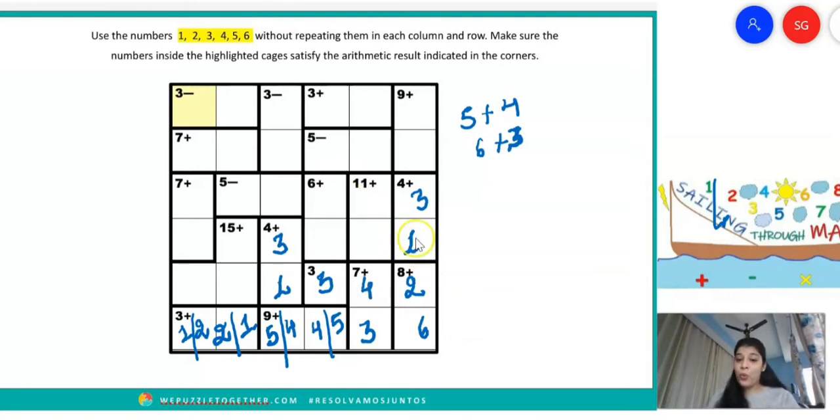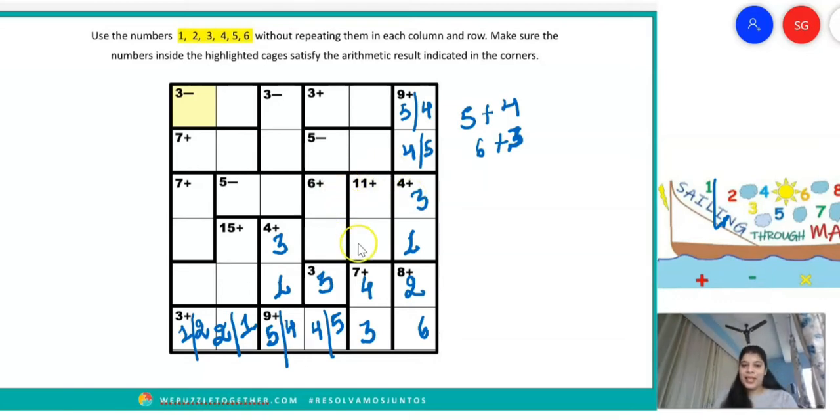Now see, 1, 3, 2, 6 are already used in this column. So the only two numbers which will be used here are going to be 5 and 4. So let me just write it here 5 slash 4 and 4 slash 5.